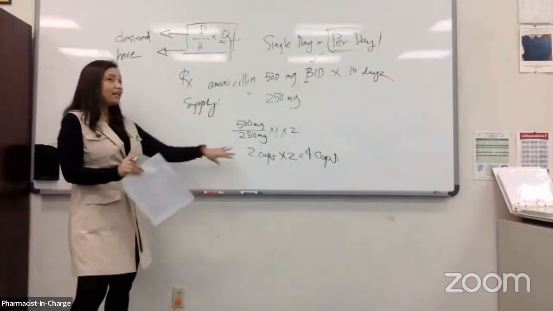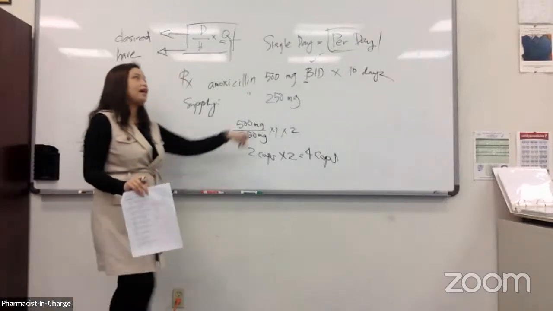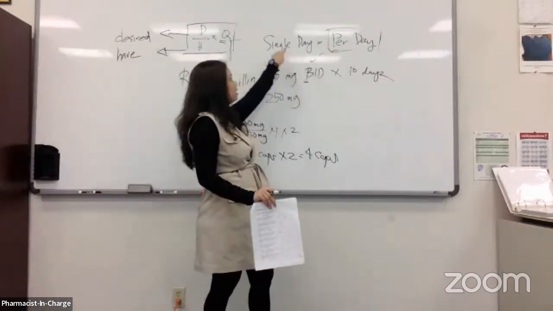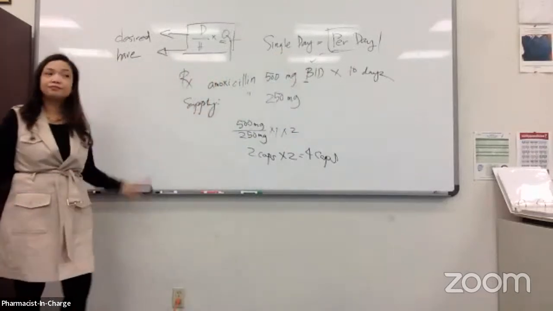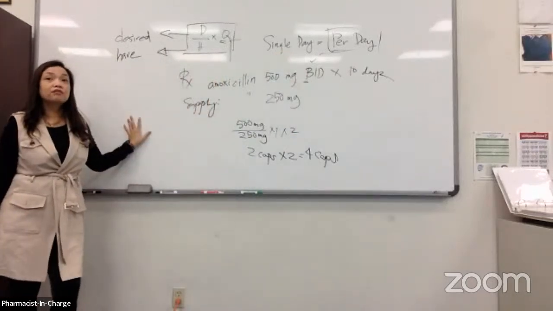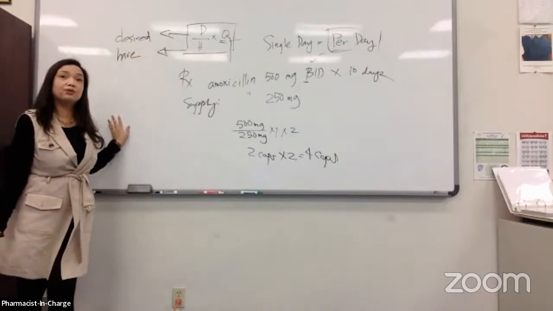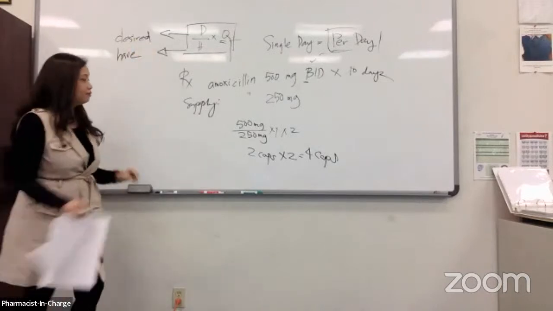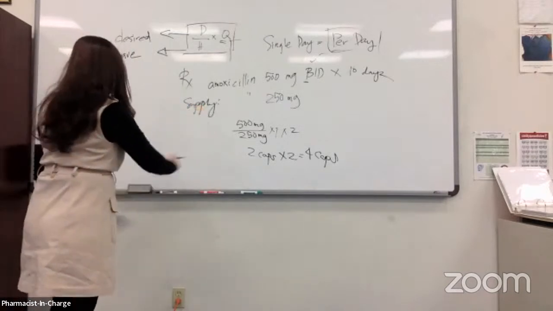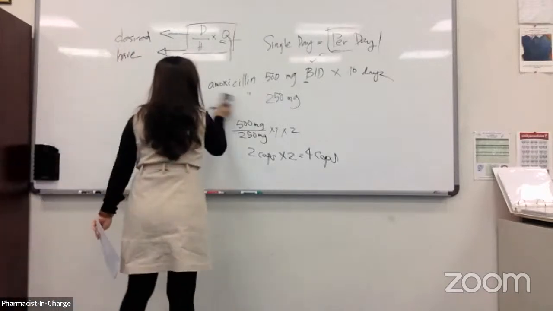Because your original answer was 2 per dose, right? But you have to give it 2 times a day, and the instruction is per day. You follow? 4 caps. Still works. Desired over half times quantity. Okay. Now let's jump to the basics, which is prescription number 14.